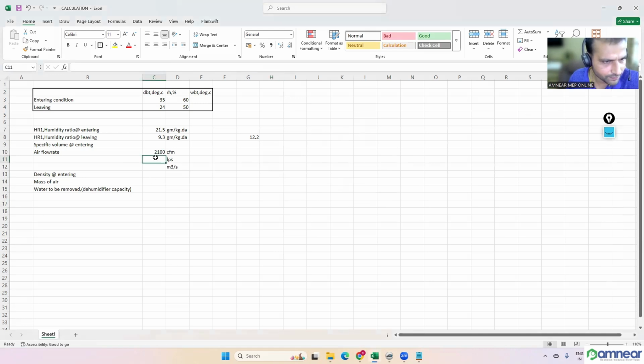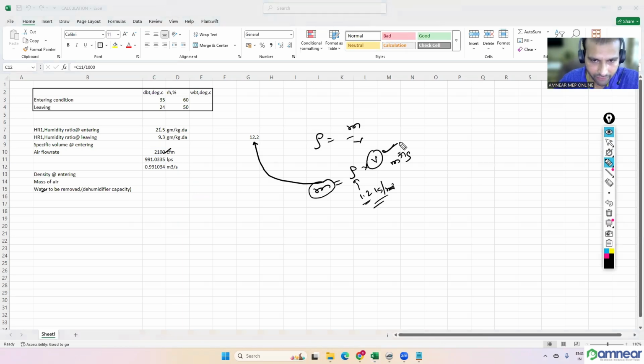Okay, airflow rate. We are having that in CFM only. We can convert that to liter per second: CFM divided by 2.119 gives liter per second. Liter per second divided by 1000, we can convert that to meter cube per second. So we got the airflow rate. How much is it? 0.991. Now you can multiply this value with the density 1.2, and you can find the mass of air. That mass of air, you can multiply with this one, and you'll be getting the calculation.